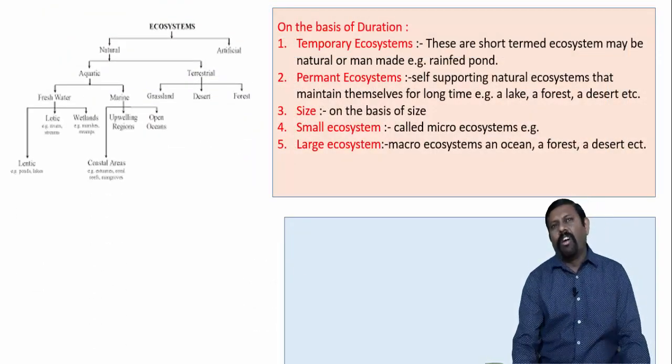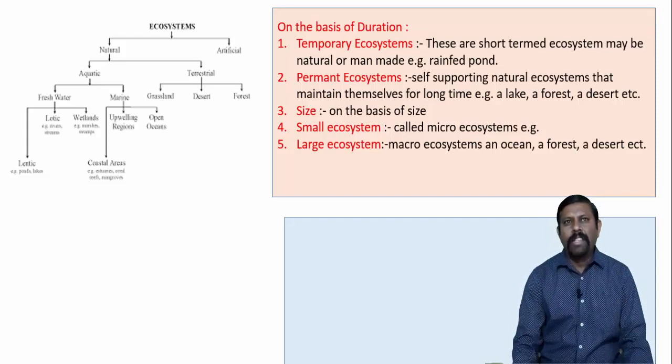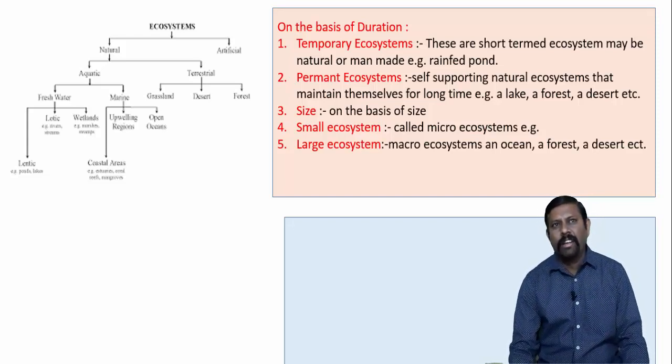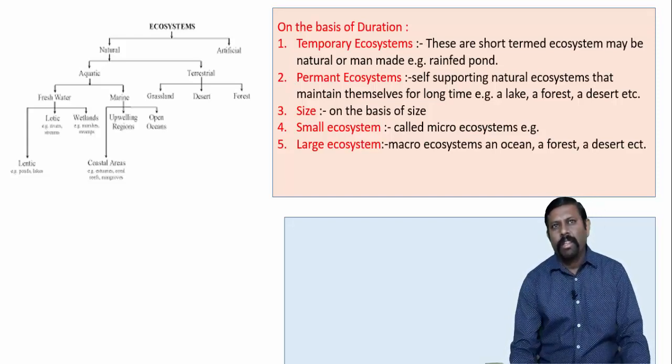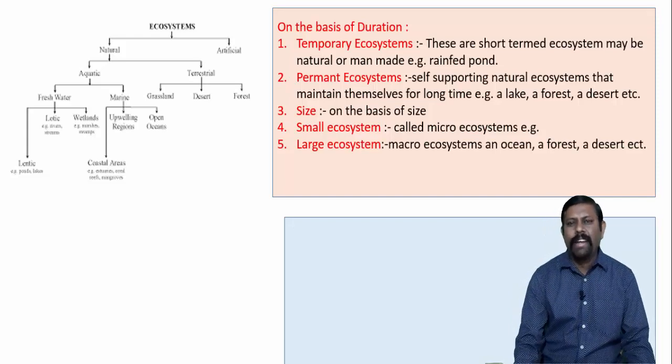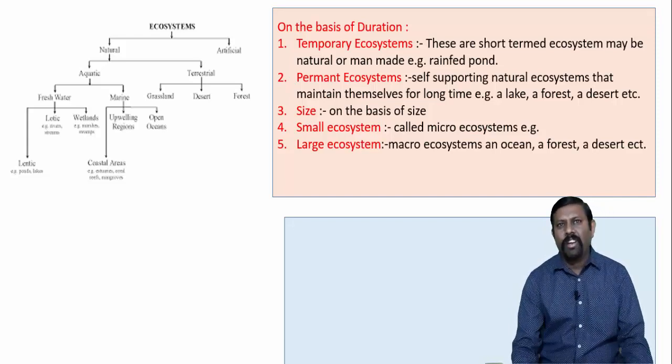On the basis of nature, the ecosystem is natural or artificial, aquatic or terrestrial: freshwater, marine water, and in the terrestrial ecosystem, grassland, desert, forest, etc. So this is the flow chart of the ecosystem.